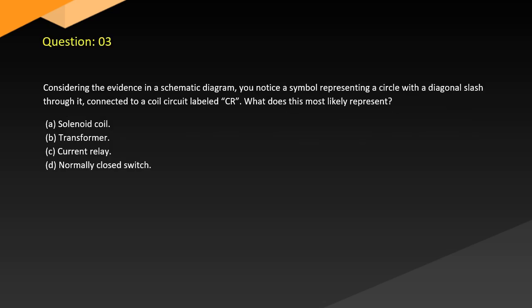Question 3. Considering the evidence in a schematic diagram, you notice a symbol representing a circle with a diagonal slash through it connected to a coil circuit labeled as SAR. What does this most likely represent? A. Solenoid coil. B. Transformer. C. Current relay. D. Normally closed switch.